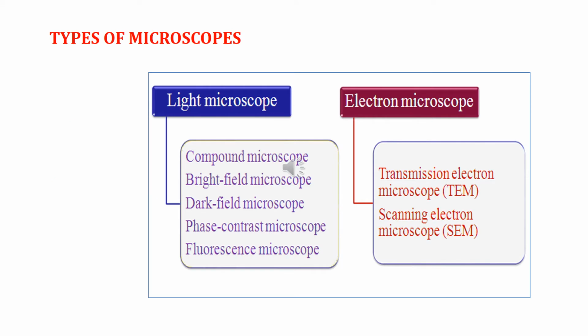Now we come to the types of microscope. In the syllabus we only have the light microscope, but we will also discuss a little bit of the classification of the electron microscope. The light microscope has various types like the compound microscope, bright field microscope, dark field microscope, phase contrast microscope and fluorescence microscope. The electron microscope includes the transmission electron microscope, TEM, and the scanning electron microscope, SEM.